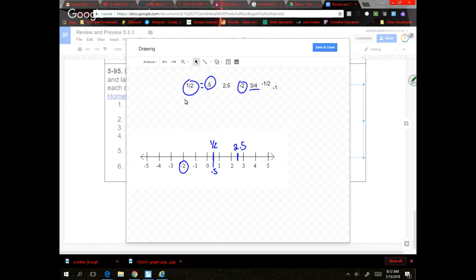3/4. I'm going to have to squeeze that in here. 3/4. And then -1/2 should be right here. A lot of people think -1/2 goes here, but that'd be -1.5. -1/2 is the same distance from 0 as a half. And then finally, -1 is obviously -1.